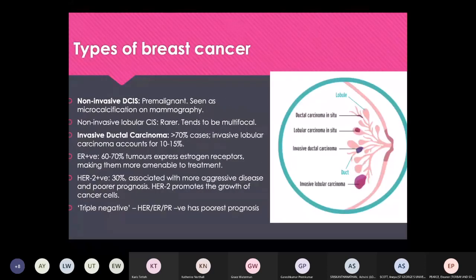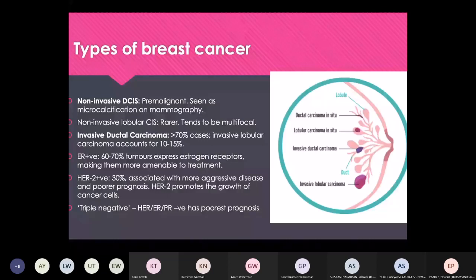So there's different sorts of breast cancer. So there is non-invasive ductal carcinoma in situ. And this is not by definition a cancer because, as we'll come on to shortly, it cannot metastasize and it doesn't invade into the basement membrane. However, it is treated as a cancer because if it's left alone, it will go on to invade and become worse. And you can see on the diagram, it's confined to the ducts. It doesn't invade into the surrounding tissue.